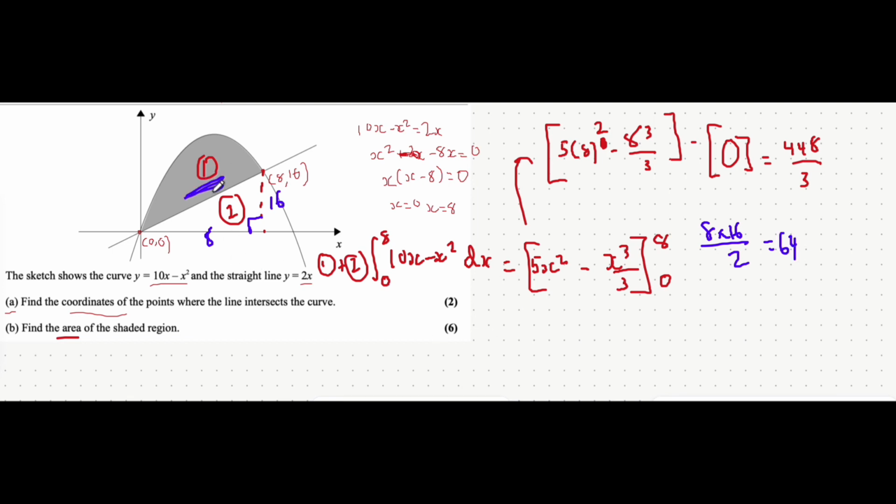Now the shaded region only, like I mentioned, is the total area under the curve, take away the area of this right angle triangle, which we've now found is 64. And that gives you the area of the shaded region that you're looking for in this question. So I'm just going to very quickly do that, and you get 256 over 3 as your final answer. If you did want to write out the decimal format, that's completely fine. But yeah, that's everything you do for this question.